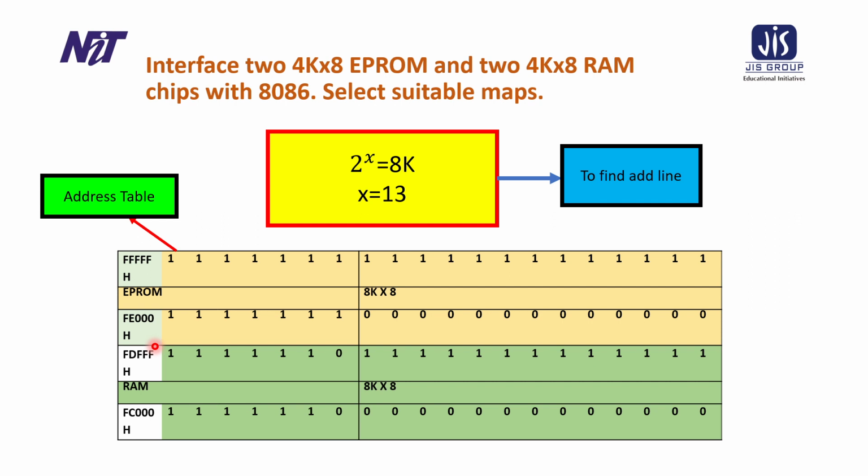Now the next address is the previous address minus 1, so we get FDFFFH. Similarly, 12 lines are high. I write the 12 lines as high over here, and the rest of the lines I copy and paste over here.